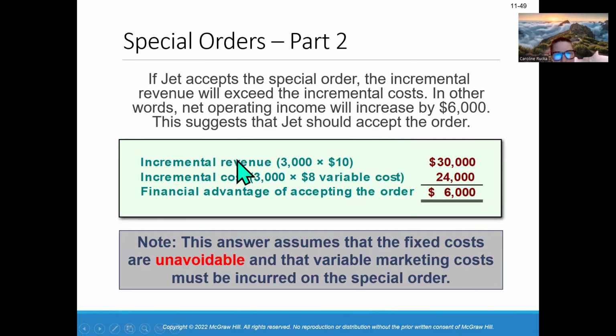So the incremental revenue, they're going to pay $10 a piece for 3,000 items. And the cost, we're just looking at the variable cost here, is $24,000. That gives us a financial advantage of $6,000. Now we're assuming here that all our fixed costs are unavoidable.